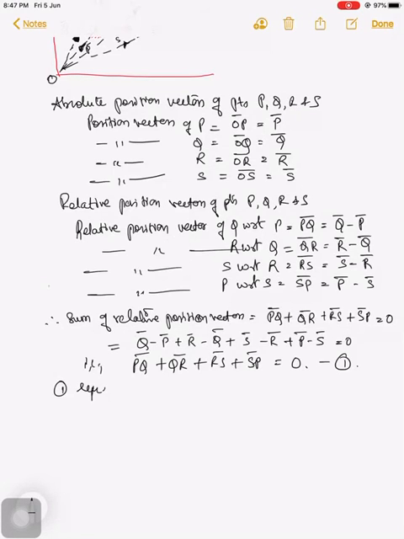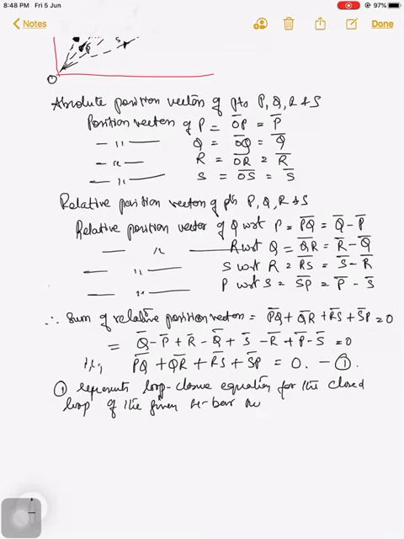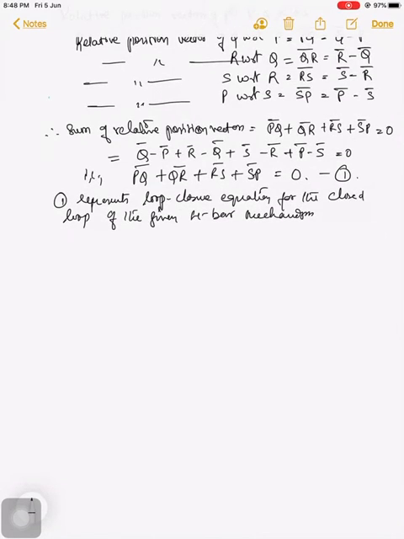So this is equation 1, which represents the loop closure equation for the closed loop of the given 4-bar mechanism. Now let us consider some cases in a 4-bar mechanism. Let us consider the first case, that is case 1. Here the direction of the vectors will be changed, and we will see how exactly the loop closure equation will be formed.